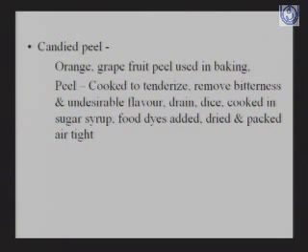There are certain peels which are waste, which can be utilized as candied peel or sweetened peel or flavored peel. Orange and grapefruit peel are used in the baking industry. How are these peels processed? These peels are collected, washed, then cooked to tenderize and soften them in water and remove the bittering substances and undesirable odor also.